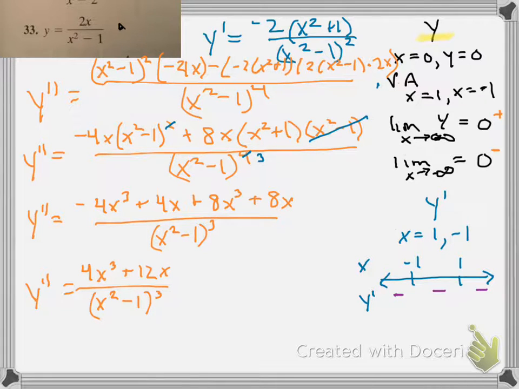So instantly I know I'm going to be looking for zeros and undefined points. Zeros come from the numerator and undefined points from the denominator. So I'm going to go ahead and factor this. So 4x squared multiplied by x, plus, can't pull out a square, can I? Silly painter. x squared plus 3, all over x squared minus 1.